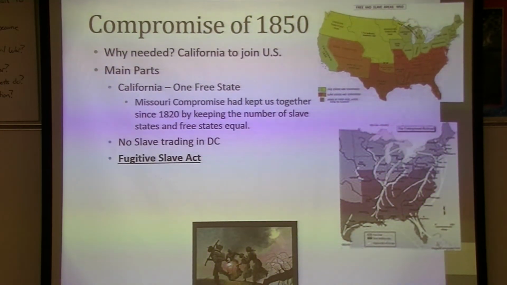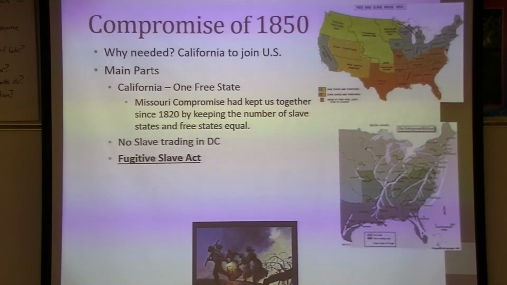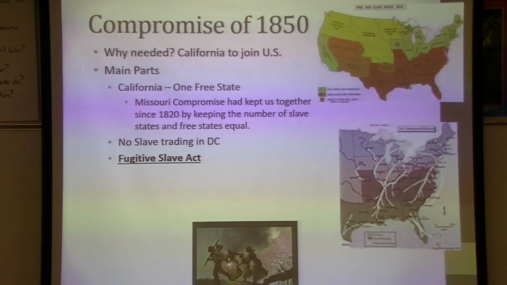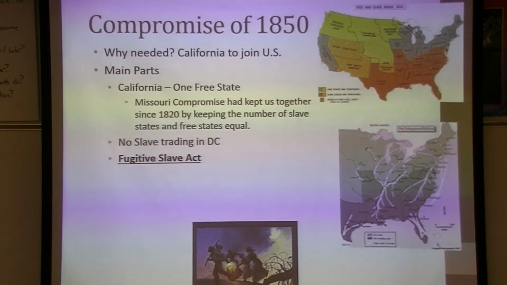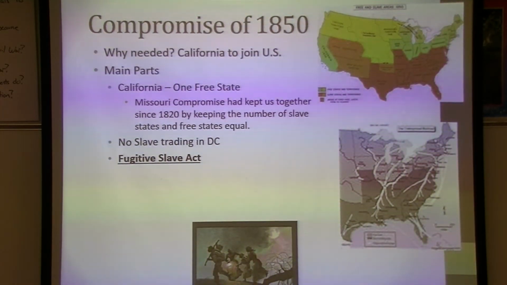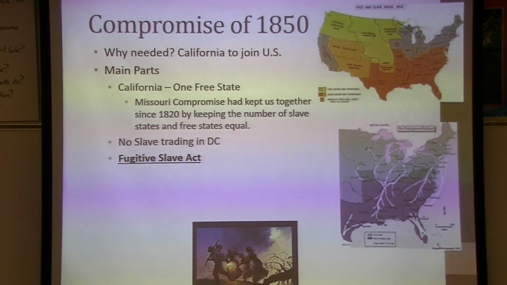One other issue that came up was we had slave trading in the District of Columbia. Maryland was a slave state. So they outlawed the slave trading. They didn't outlaw slavery. The idea there was over time slavery would die out as you couldn't buy and sell slaves. This was seen as maybe even a possible plan for later on in the future for the South.